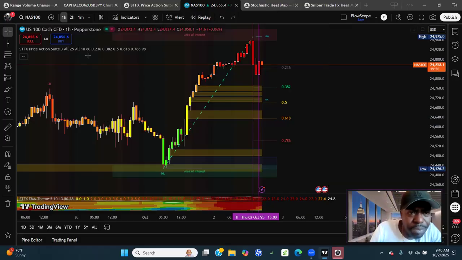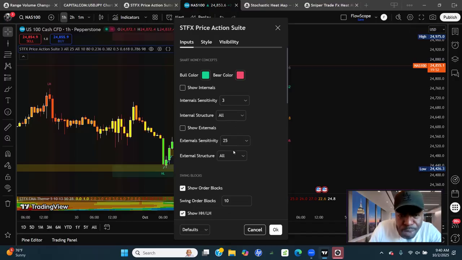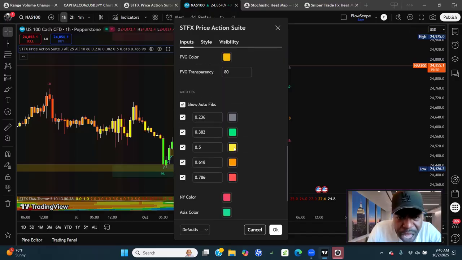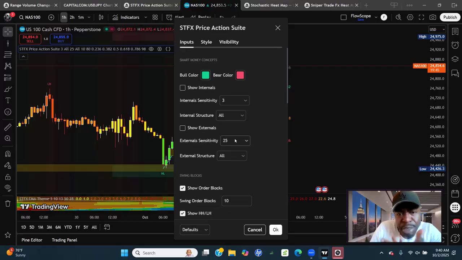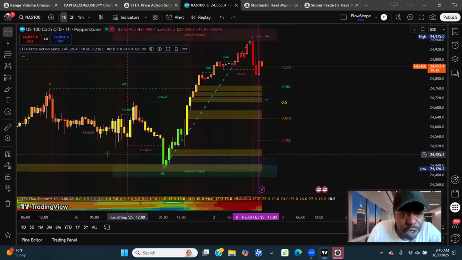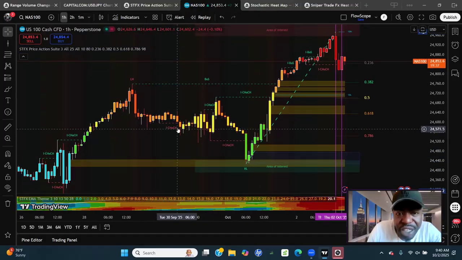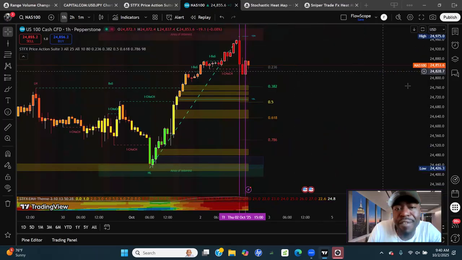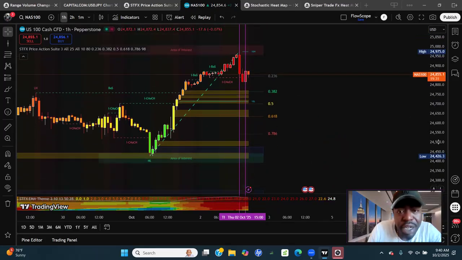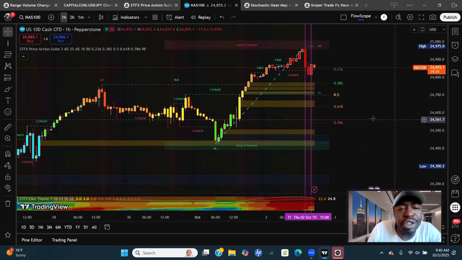It's a price action suite here. We got multiple things. Fair value gaps, showed you the fibs, right? And then last but not least, we have external and internal market structure. So now you're able to see the change of characters and the break of structures to give you more confluence when you're trading, guys.